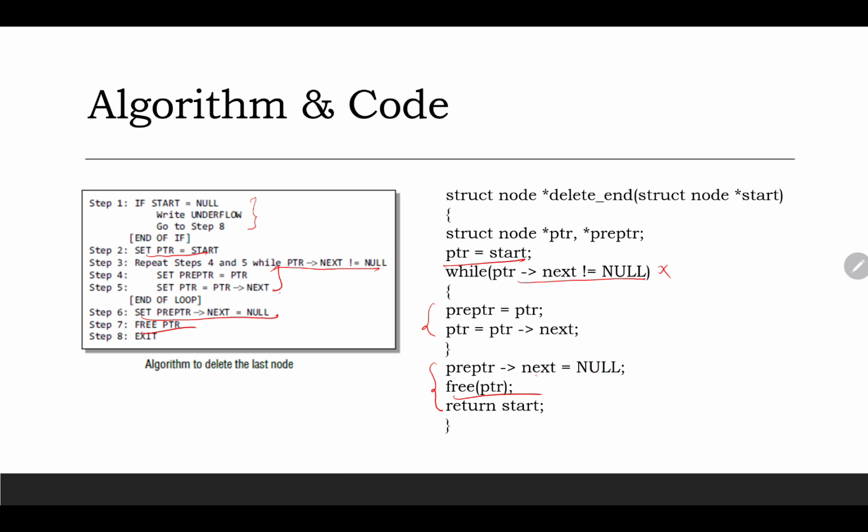So this is for deleting the node at the end. Here we have to find the last node and remove it from the list.